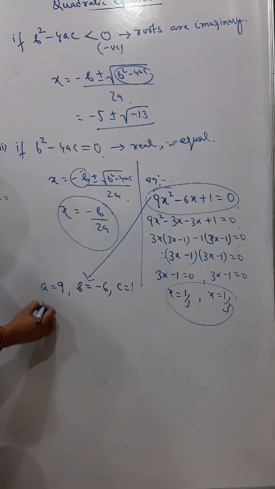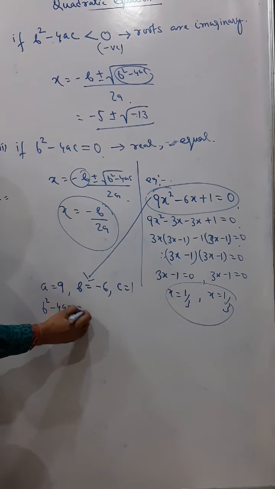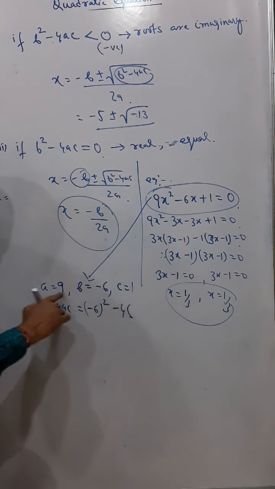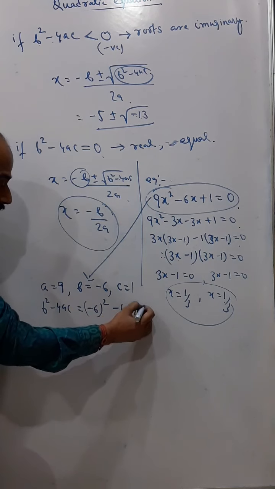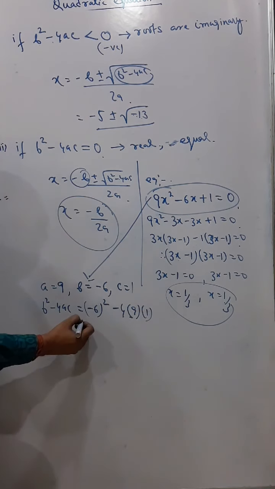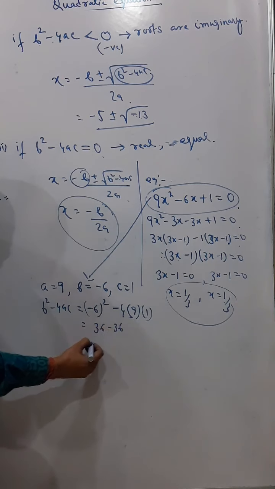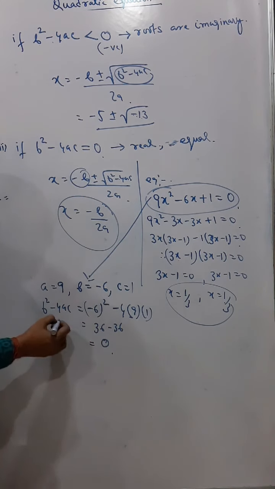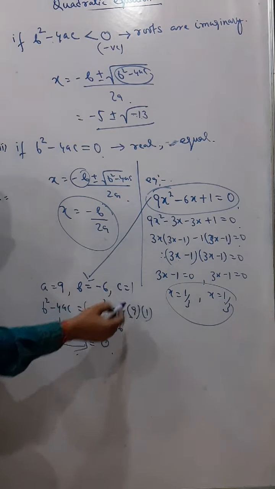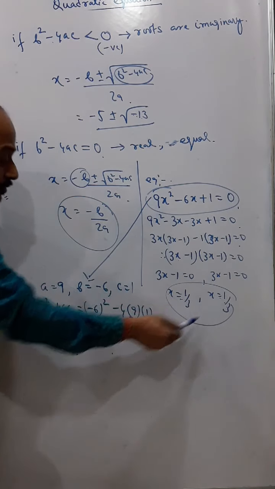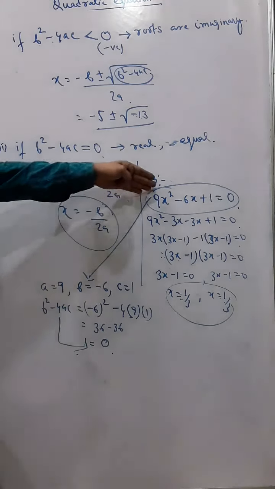So what do you get? b square minus 4ac: b square is minus 6 square, minus 4 into a into c. So we got 36 minus 36, and what you got? You see, you are getting 0. And we have already seen that the two roots are equal. So without solving, we are getting the nature of the roots.